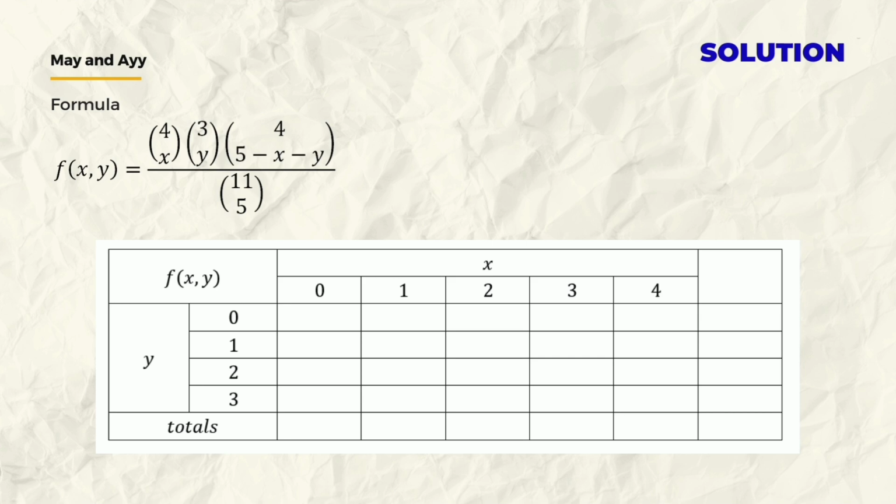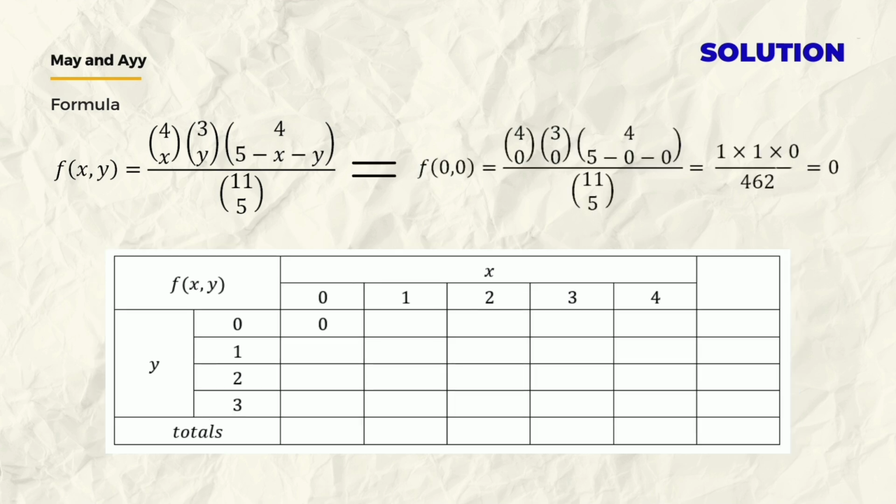So how are we supposed to use it? We have f(0, 0): let x be 0 and y be 0. It means no red cubes drawn, no white cubes drawn, and 5 blue cubes will be drawn. The result is 0.